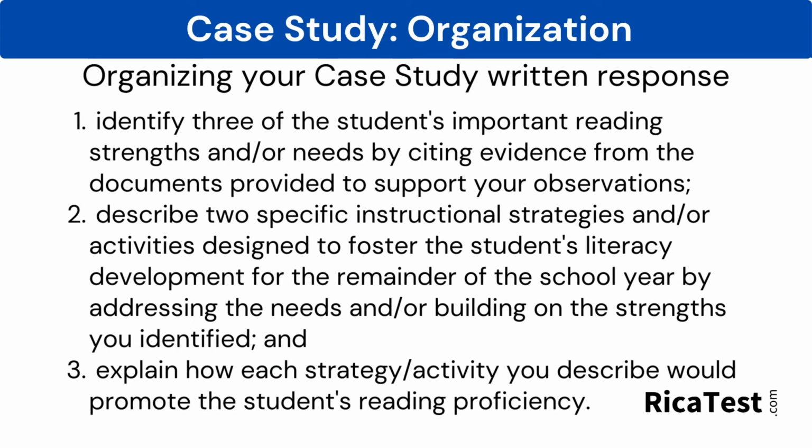Number 1, identify 3 of the student's important reading strengths and/or needs by citing evidence from the documents provided to support your observations. Number 2, describe 2 specific instructional strategies and/or activities designed to foster the student's literacy development for the remainder of the school year by addressing the needs and/or building on the strengths that you identified. And number 3, explain how each strategy or activity you describe would promote the student's reading proficiency.